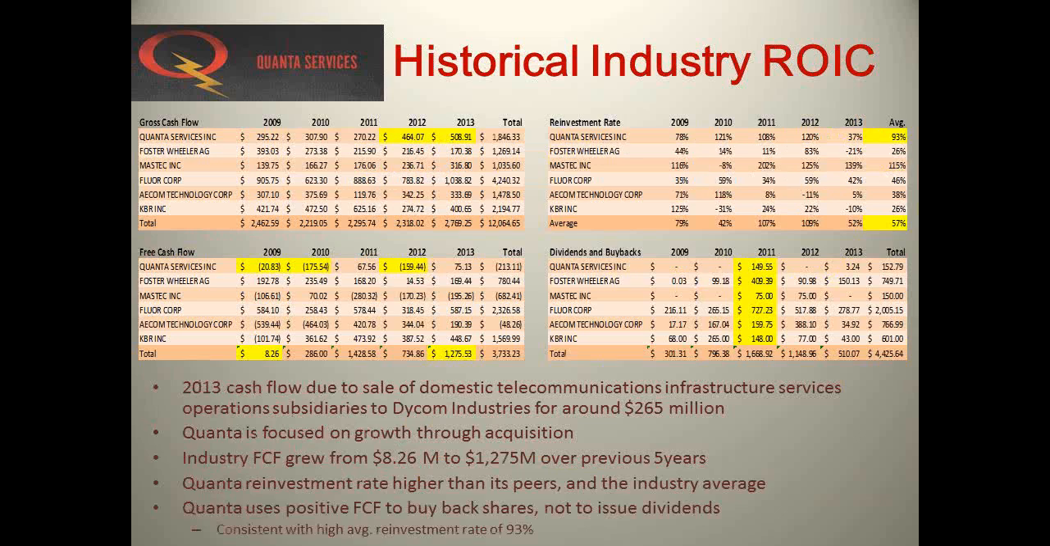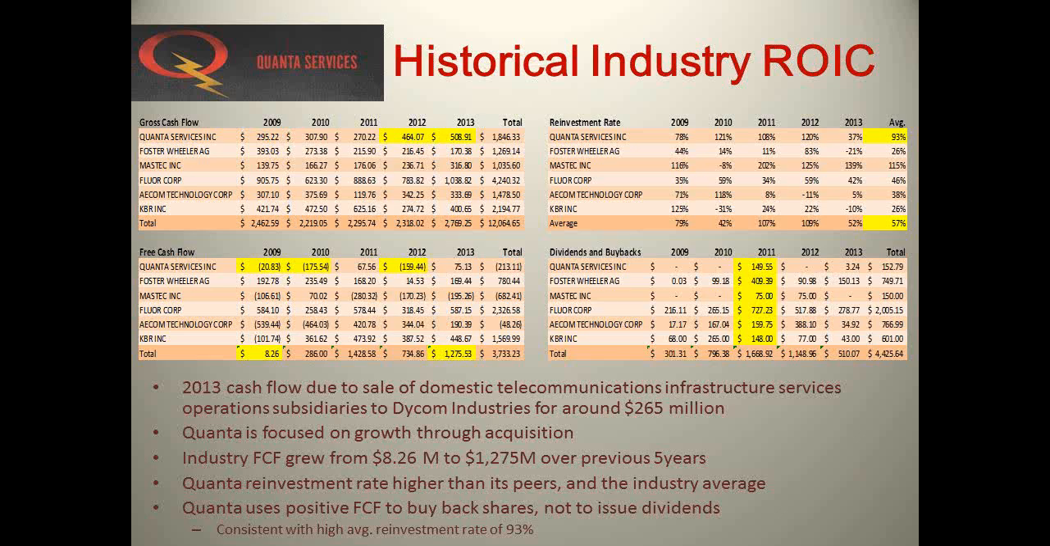Looking at the gross cash flows, for the industry they were pretty steady over the last 5 years. For Quanta Services, they were pretty steady from 2009 to 2011, then increasing slightly in 2012 and 2013. This increase comes mostly from sales of unprofitable segments. In 2013, Quanta sold its domestic telecommunications infrastructure services for $265 million to Dycom Industries. This 265 is net of cash and stock.